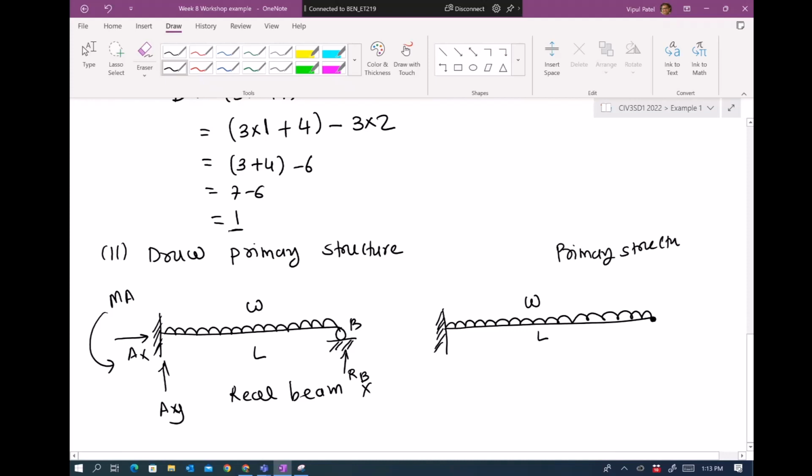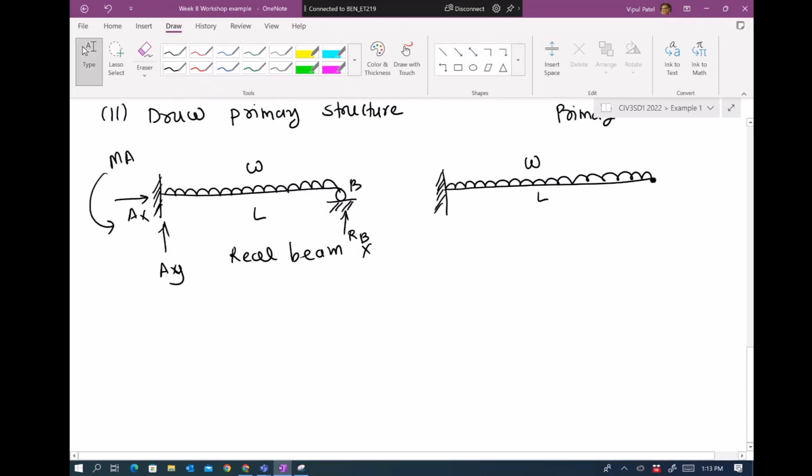Everyone understand how to draw the primary structure? It is exactly the same as the real beam. A degree of indeterminacy of 1 is telling me to remove one redundant force. There is one catch: you can't randomly remove them. For example, here you have another option as well.